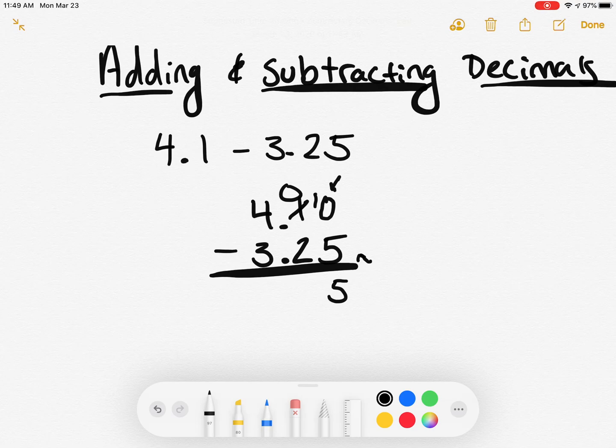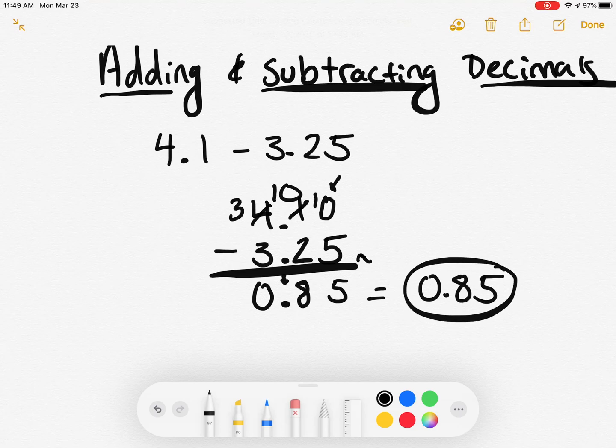Okay, but then I can't do 0 minus 2, so I have to regroup and take 1 from that 4 and make this a 10. So now I have 10 minus 2 is 8, and then 3 minus 3 is 0. Then when I'm either adding or subtracting, I just bring that decimal down, and so my answer is 85/100. Okay? And we would follow the same exact steps if we were adding instead of subtracting, except we would, of course, add instead of subtract.